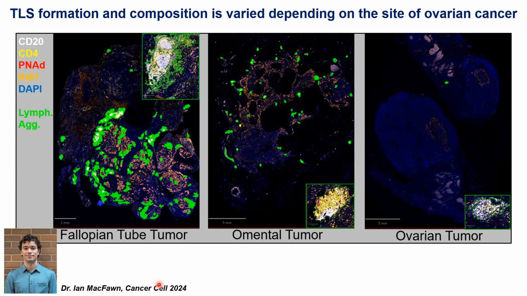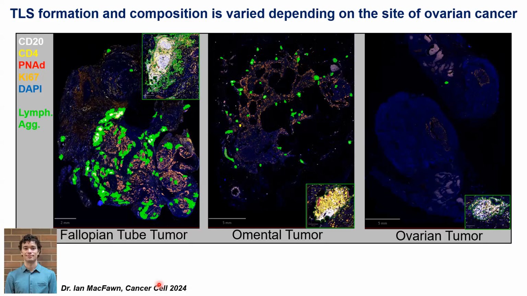So we always categorize them as a lymphoid aggregate to start until we look at their sophistication. And so the point of this study was to really look at fallopian tube tumors, omental tumors, and ovarian tumors, because a lot of what's been done in ovarian cancer has been mostly done in ovary or omental tissue, with the fallopian tube not being considered. And we were really interested in how TLS might vary in these different sites of disease.